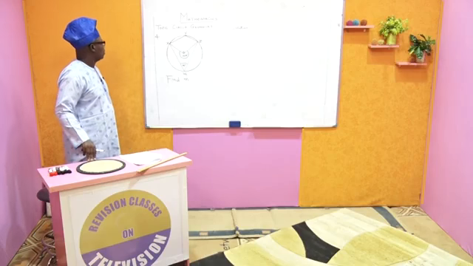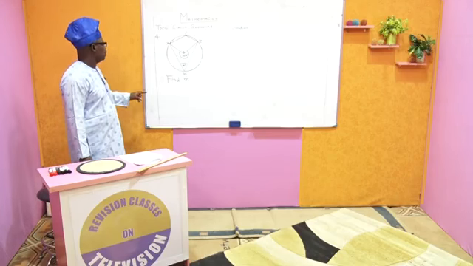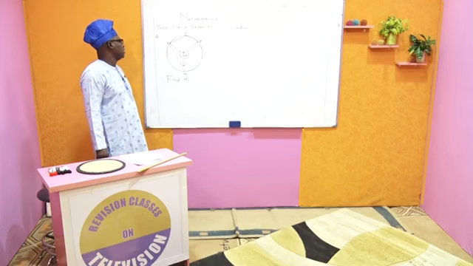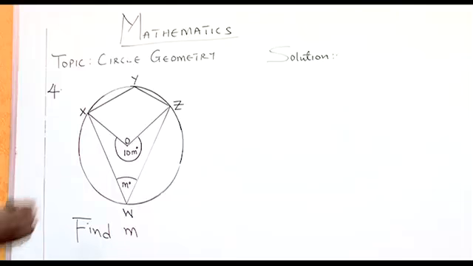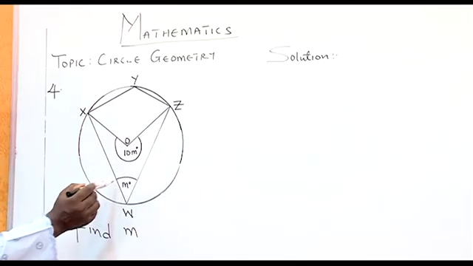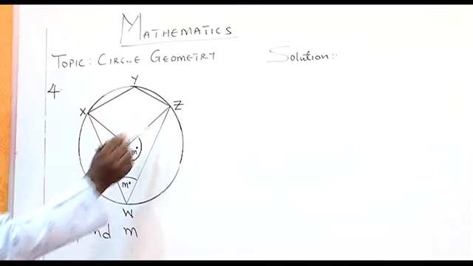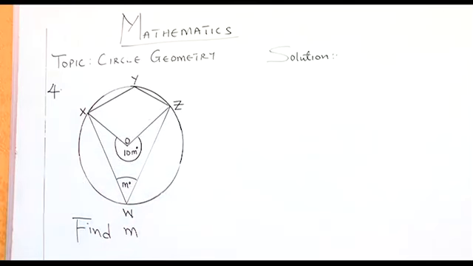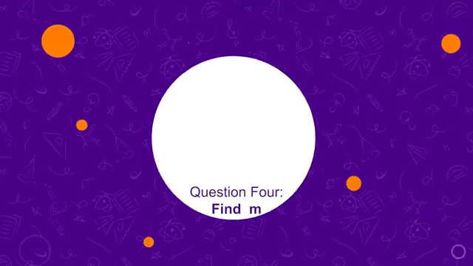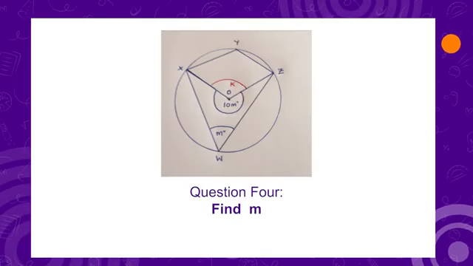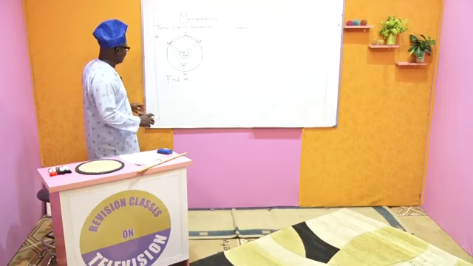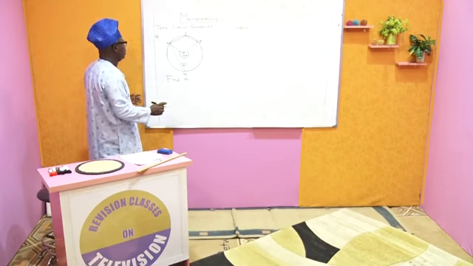Let's look at question number 4. In question number 4, we are asked to find the value of m. Angle XWZ is given as m, and angle XOZ is also given as 10m. In this question, we are asked to find the value of m.